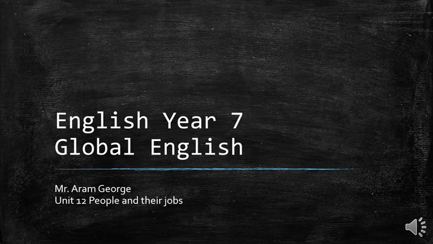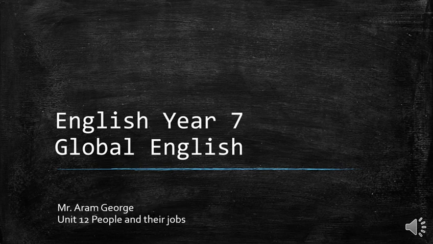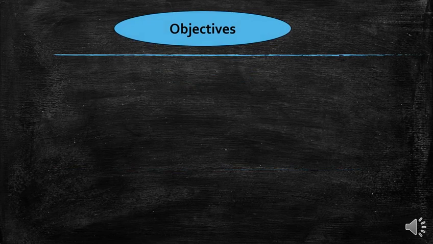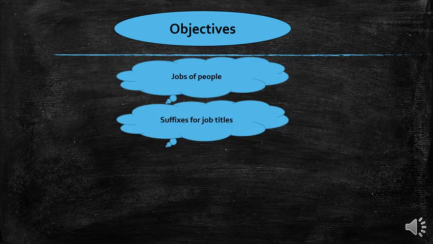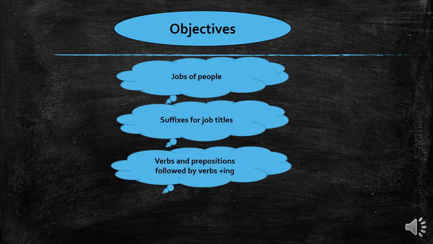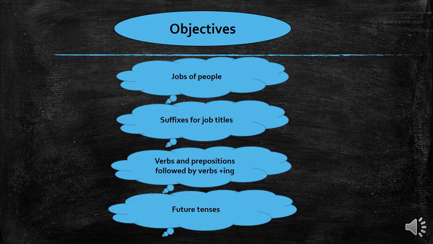Today we're going to continue with the Global English book and we're going to have Unit 12, People and Their Jobs. So, let's start together. To have a comprehensive explanation for this unit, we need to discuss four major points. To start with the first one, it's jobs of people. Then, we're going to know suffixes for these job titles. After that, we're going to continue with verbs and prepositions followed by verbs plus ing. And finally, we're going to have future tenses. So let's begin.